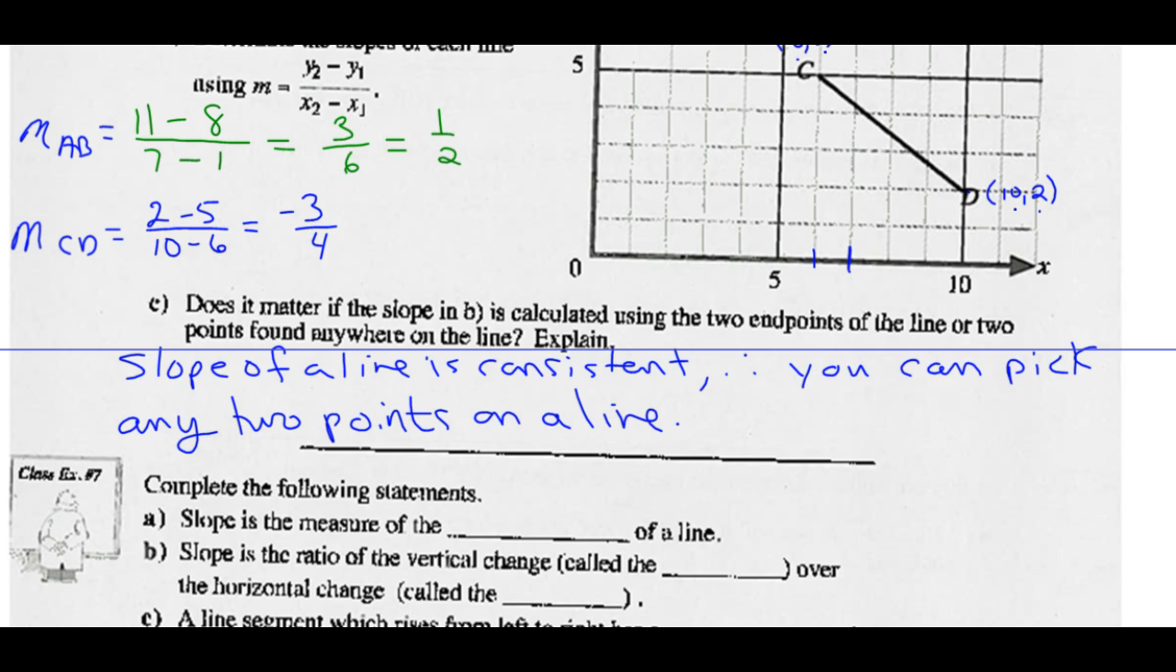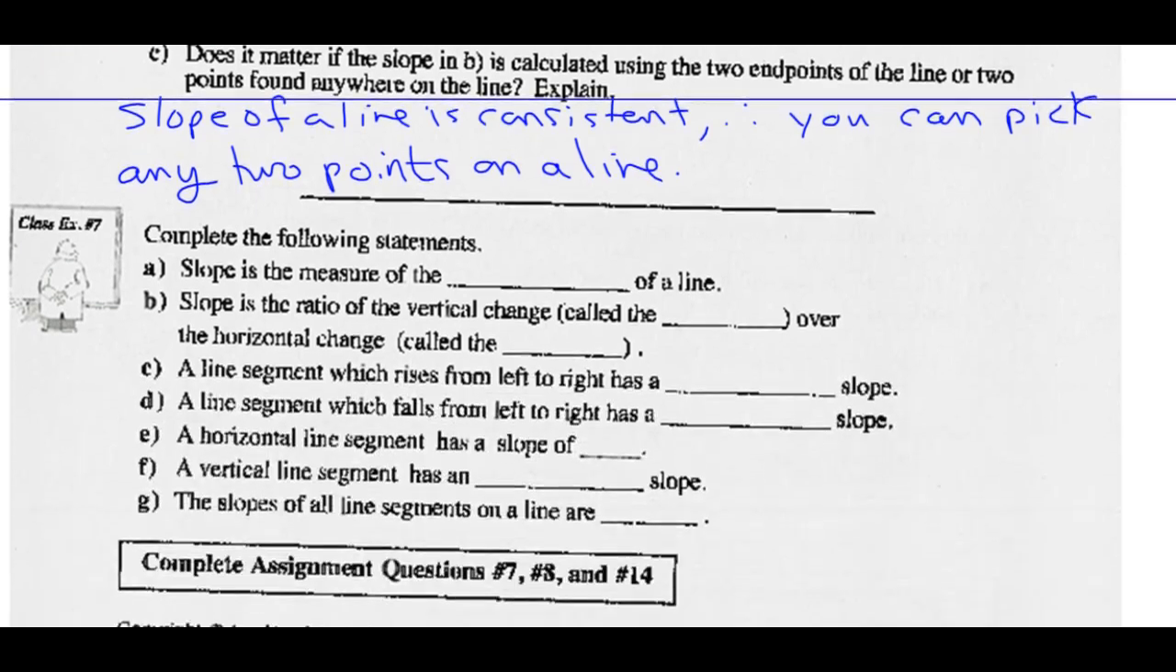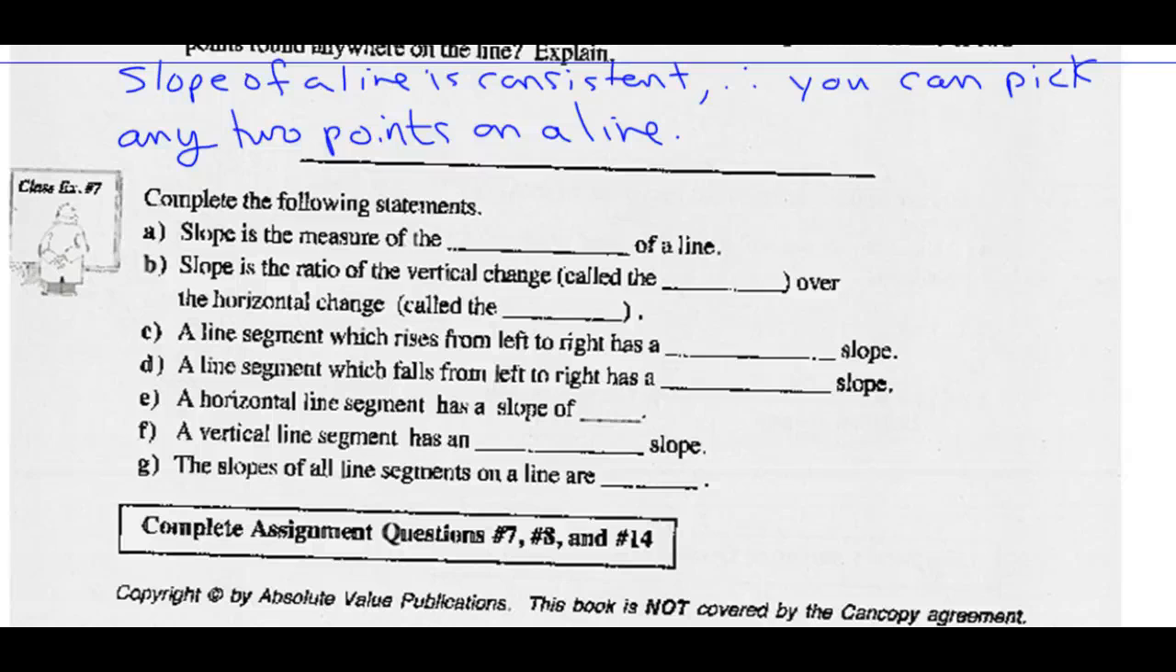All right. Example 7, complete the following statements then. Slope is a measure of the steepness of a line. Slope is the ratio of the vertical change, called the rise, over the horizontal change, called the run. A line segment which rises from left to right, so it's going like that, has a positive slope. And a line segment which falls from left to right, so it looks something like that, has a negative slope.